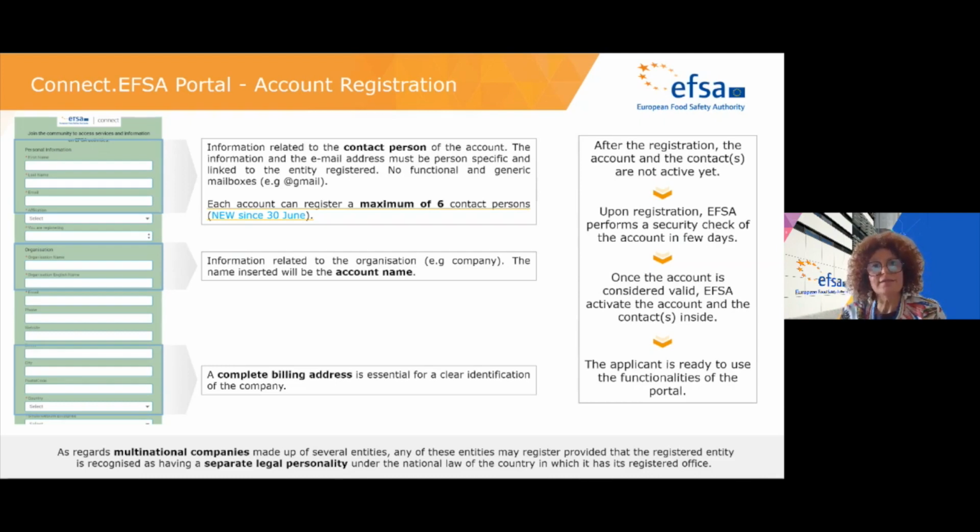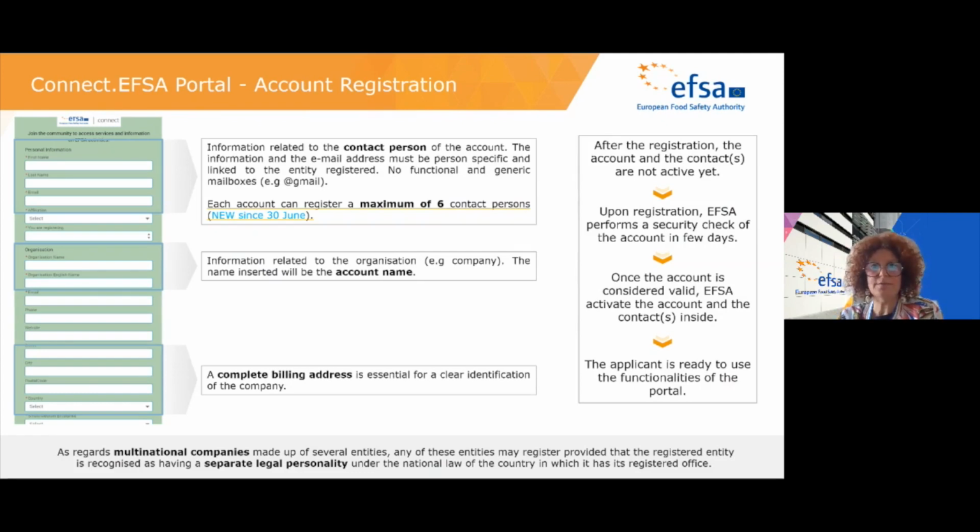We have limited at the beginning the account registration to 3 members, 3 contact persons per account. And now with time, since June, we have been increasing this number following the high number of requests. So the massive amount have been at the beginning handled in the few months with 3 contact points per account. Since the 30th of June, 6 persons can be registered below an account.